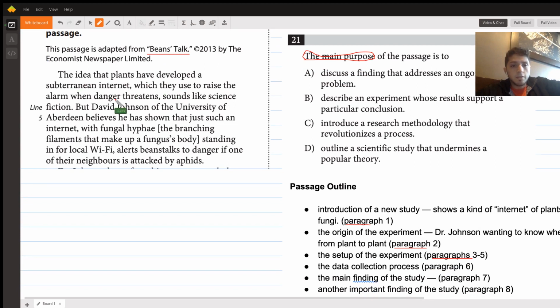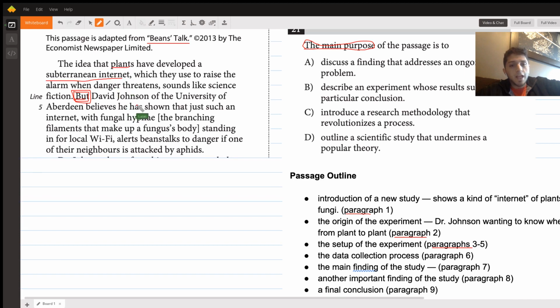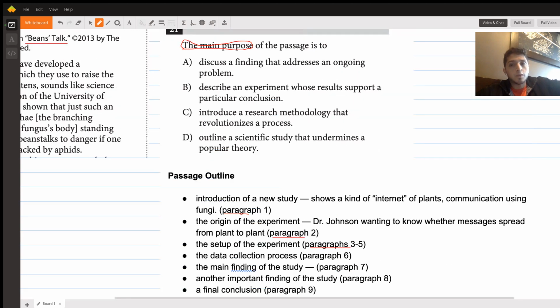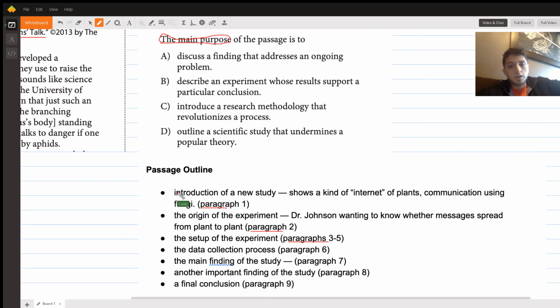The idea that plants have developed a subterranean internet sounds like science fiction, but, and this is very important, we know on the SAT to pay attention to these words because what follows them is usually something important to the passage. So it starts with this idea about a subterranean internet, plants having their own internet. And then it says, but David Johnson believes he has shown that just such an internet exists. So the introduction introduces this idea and then says there's a study that proves it. The passage outline also supports this general idea: we start with a big idea and then have an experiment that will prove it.